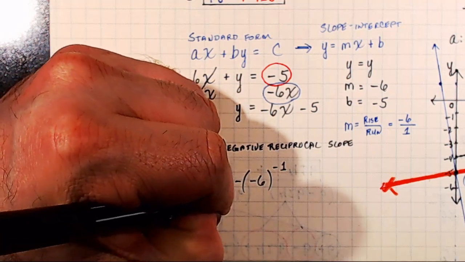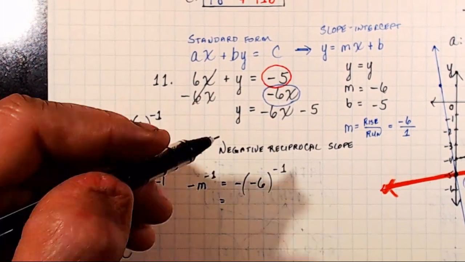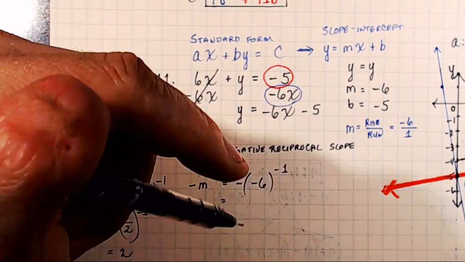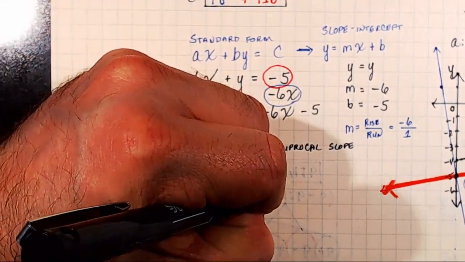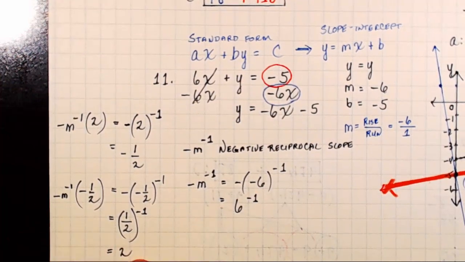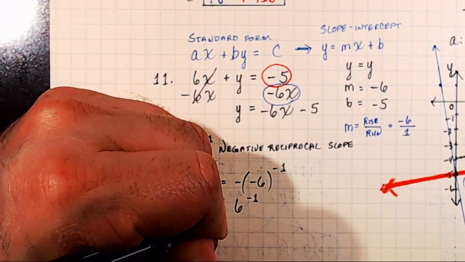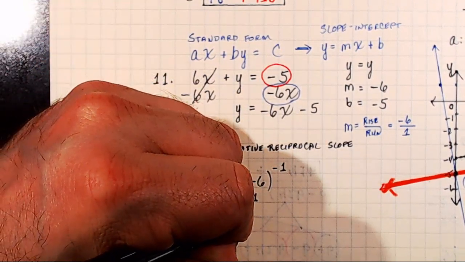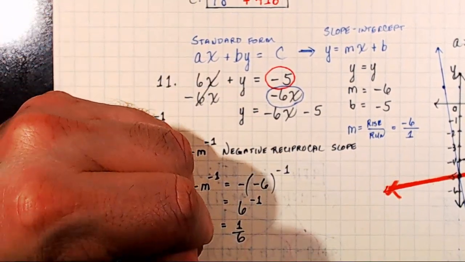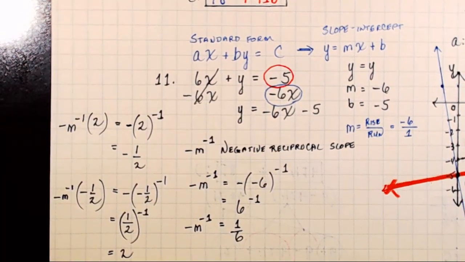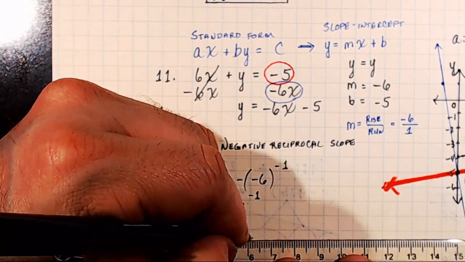First, deal with the negative sign here. You have a negative times a negative, so it's like negative 1 times negative 6, and that gives you positive 6. So I have 6 raised to the negative 1, and that tells me take the reciprocal of that number. So the negative reciprocal of negative 6 is positive 1/6. That is negative 1 over m, positive 1/6. All right, so that would be our answer for this problem, number 11.